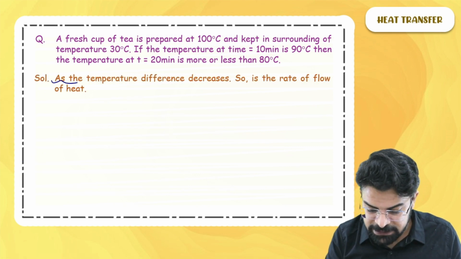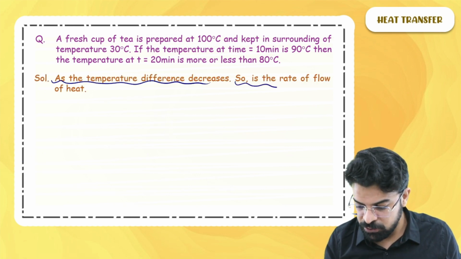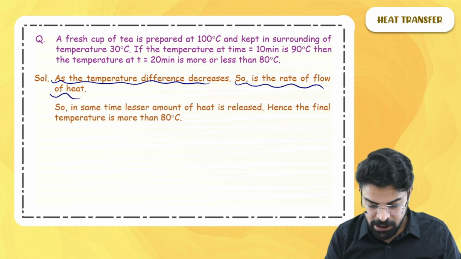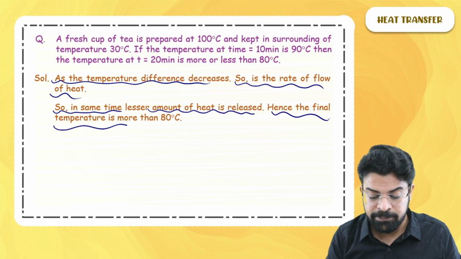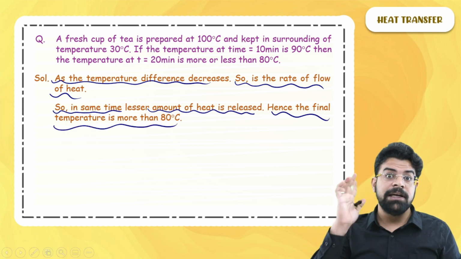So as the temperature difference decreases, so does the rate of flow of heat. So in the same time, a lesser amount of heat is released. Hence the final temperature will be more than 80 degrees centigrade.